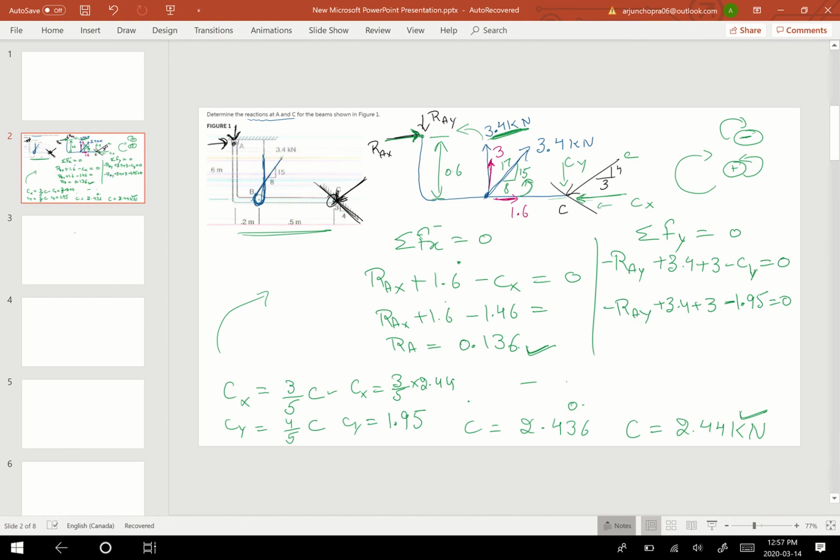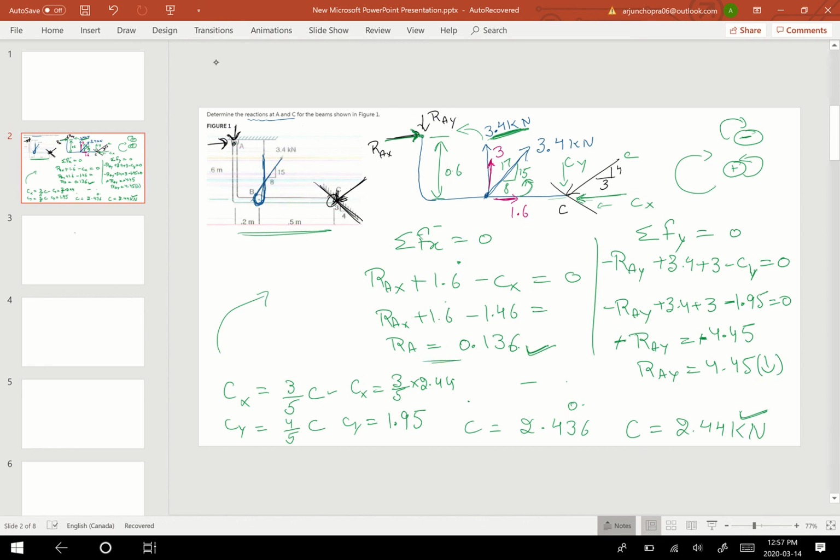and this 3.4 plus 3 minus 1.95 will give me 4.45. So RAY is equal to 4.45, and this is positive, gonna go on the other side, becomes negative. This is negative, so this negative cancels. Our RAY value is 4.45, and the direction we've assumed is correct.